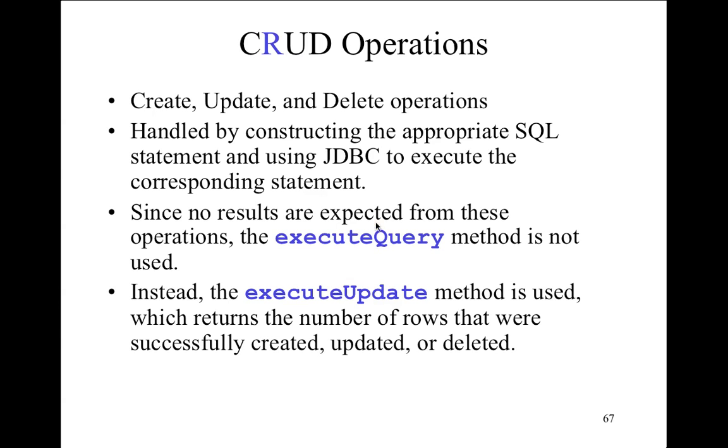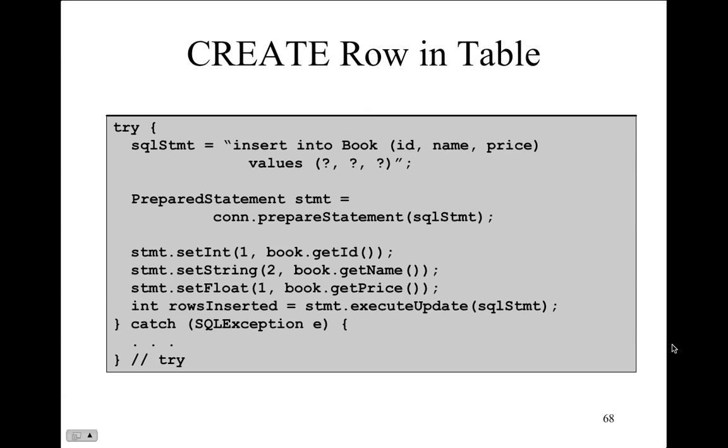There's no result set, so we can do what's called an execute update. This is the lighter weight version of the prepared statement. The executeUpdate method is used for update, and executeQuery is for query. When we execute a query, we get a result set. When we execute an update, we don't get a result set back. It returns the number of rows that were successfully created, updated, or deleted. So we have two execute modes.